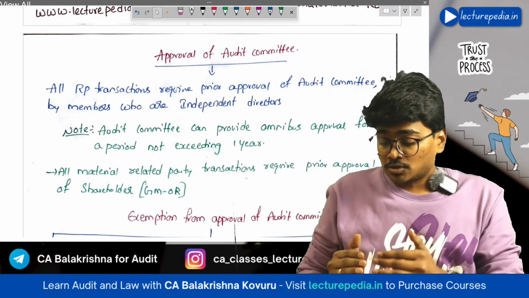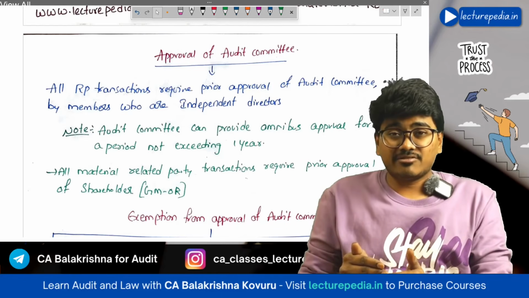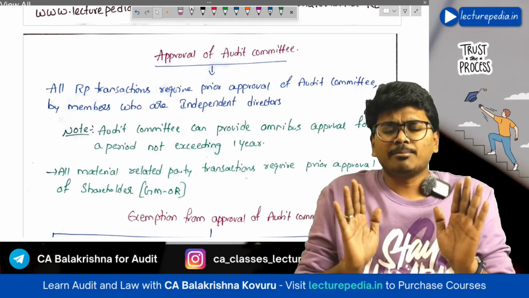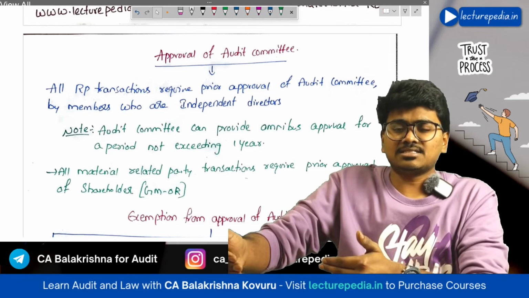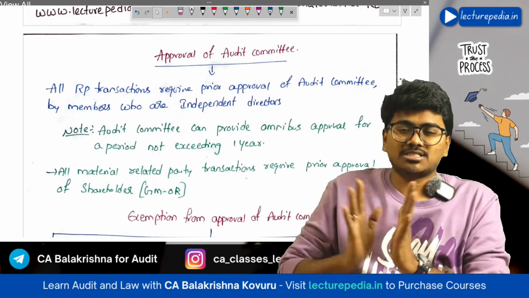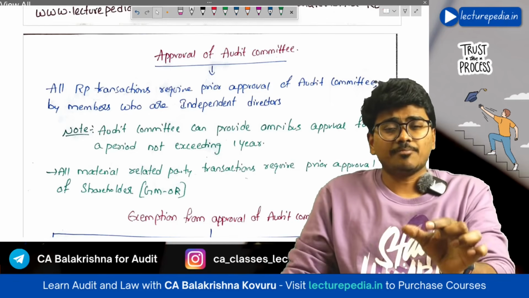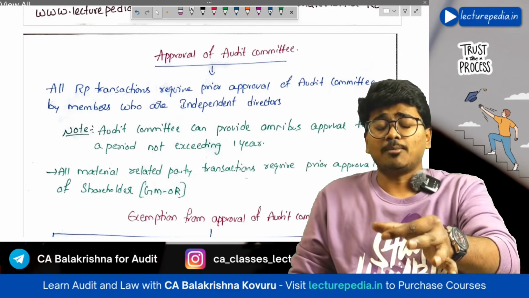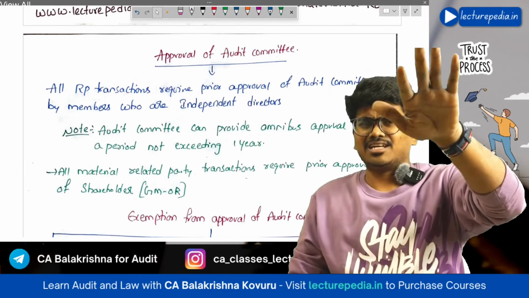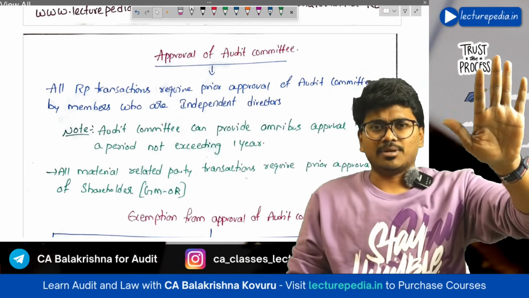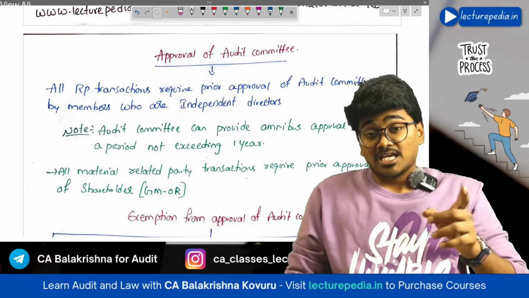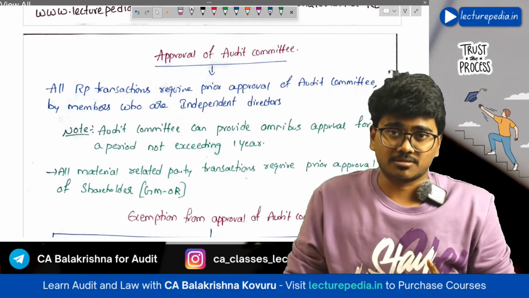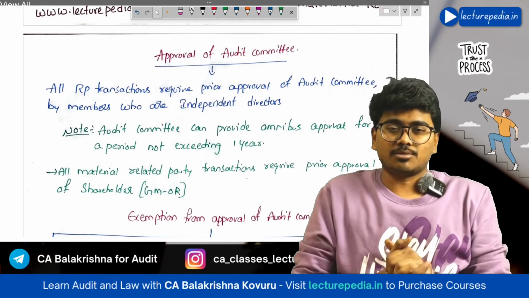Okay, so this omnibus approval can be given by the audit committee for a period not exceeding 1 year. Up to a maximum of 1 year, the audit committee can give omnibus approval. It will specify a certain amount. If the individual transaction amount is up to 5 crore rupees, then you can enter into that transaction without asking my permission. I am giving omnibus approval. If the transaction value exceeds 1 crore, then you have to ask me the permission. This is how omnibus approval will work.